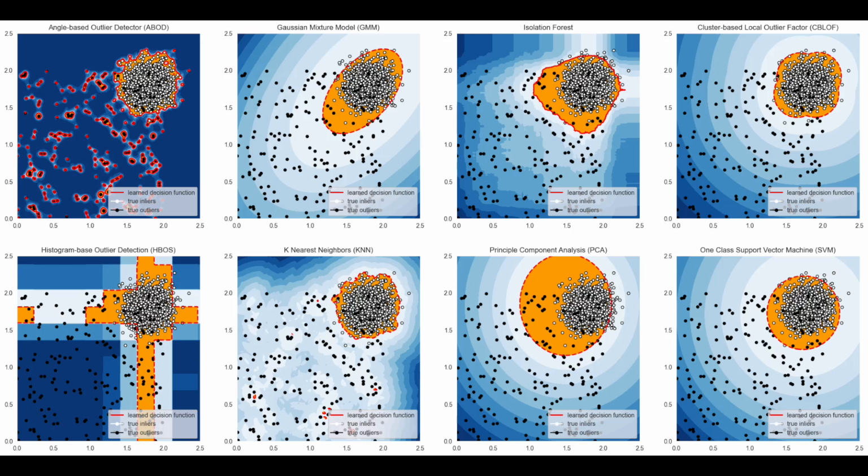K-nearest neighbors, very good performer here. And it basically looks at a point and then sort of looks at the neighboring points and sort of calculates a metric for that. Very simple, robust, and effective here.